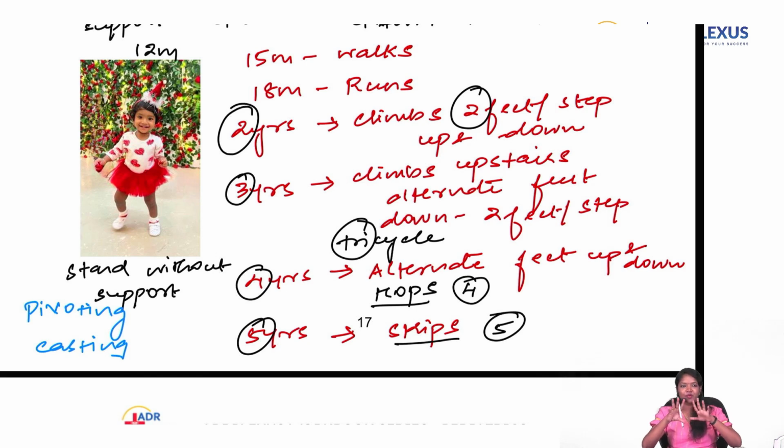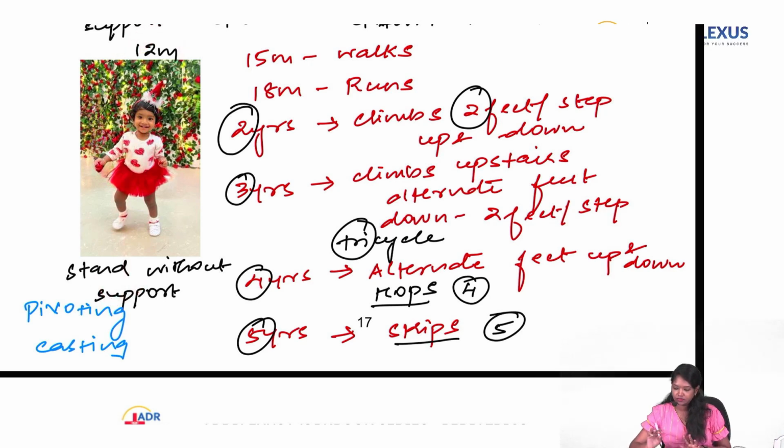So what happens? Pivoting is something like when you sit here and you turn like this. The baby will be sitting here, will turn like this and take the object. That is pivoting. Casting is throwing things. For a 1-year-old baby, if you give something, the baby will throw it. So the baby is not arrogant. The baby is actually normally developing. It's a normal development. Throwing things is called casting. So pivoting and casting come by the same 1 year.